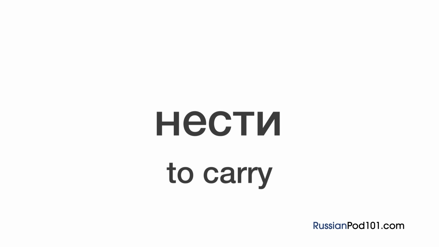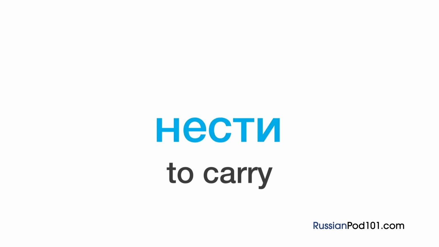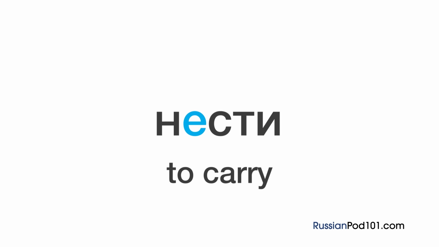Нести. The first vowel is a soft vowel, which indicates that the first consonant must be pronounced soft. Next, we have a consonant cluster, and finally, a vowel. Since the final vowel is a soft vowel, we must pronounce the preceding consonant and all consonants in that cluster as soft. Нести. Well done!